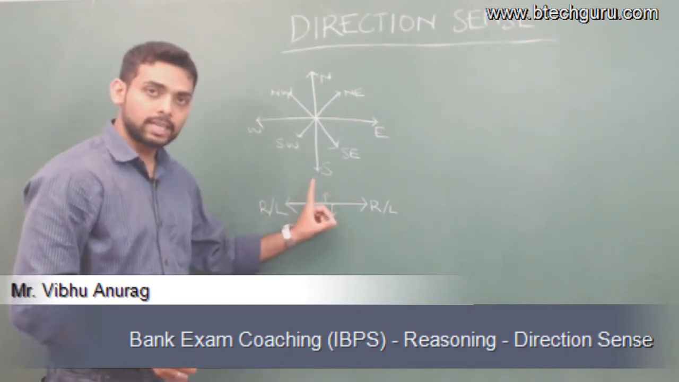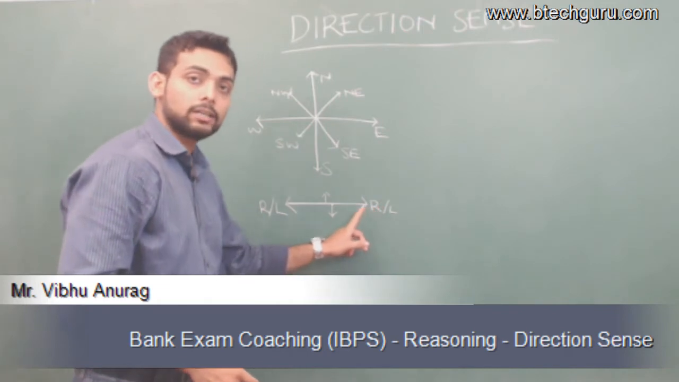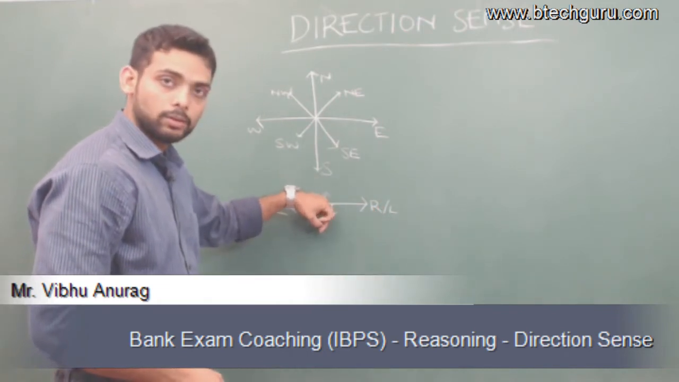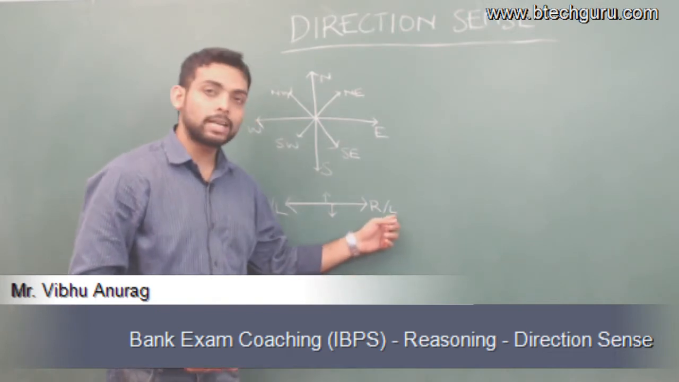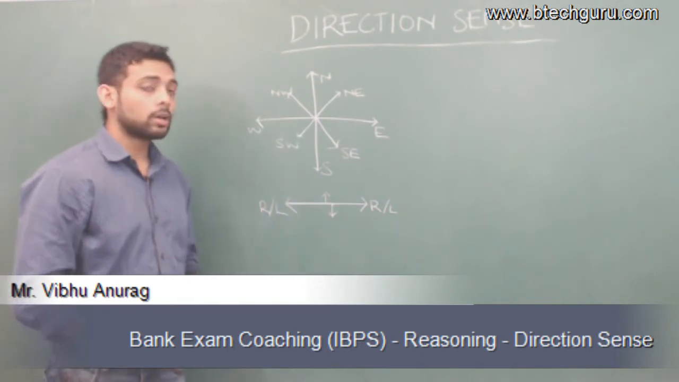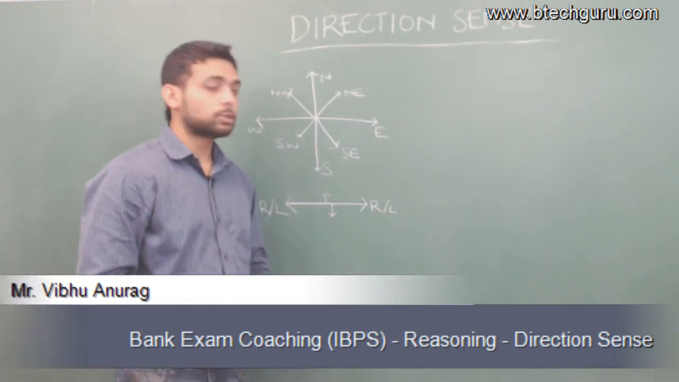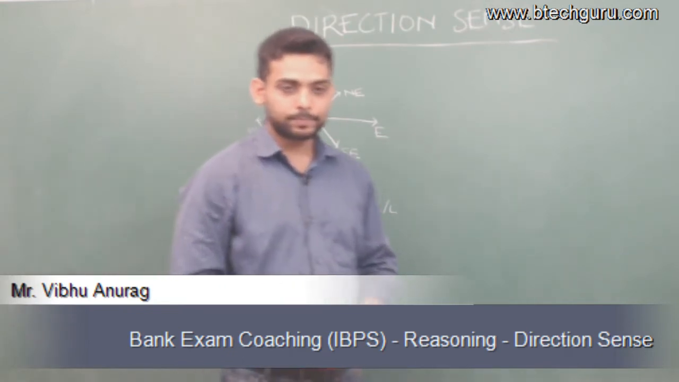If it's facing this side up, then this is your left and this is your right. If the person is facing down this side, then the directions are reversed. Okay, this will be your left and this will be your right. The questions will judge you on all these aspects. Okay, so now to understand, let us take a look at a few examples.